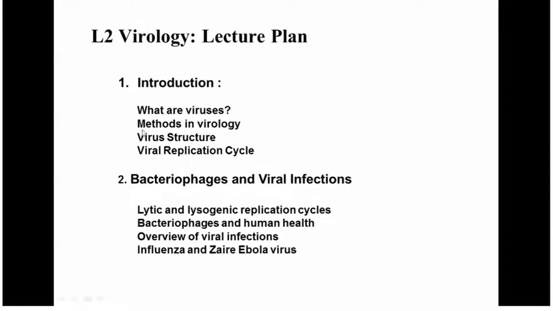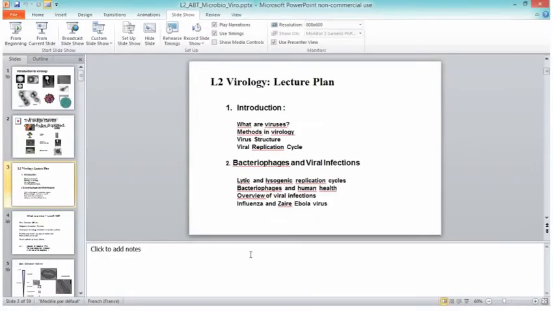How do we get information about these biological objects? Then basics on virus structure and the virus replication cycle. And next week, have a look in a little bit more detail about lytic and lysogenic replication cycles. And we'll have a look at a couple of infections.